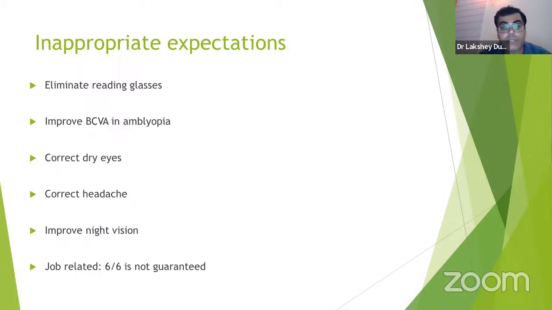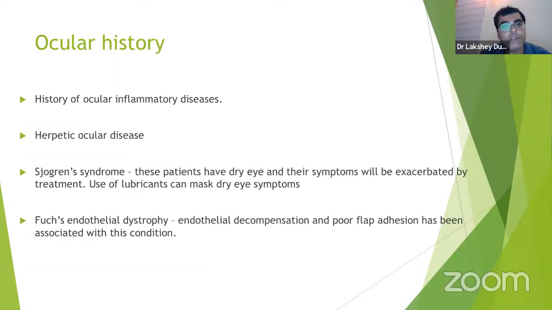And we need to stress, if it is job related, that 6/6 is not guaranteed. There are chances of regression, there are chances of multiple complications. We can try for 6/6, but there is never a guarantee of 6/6. So this should be made clear.